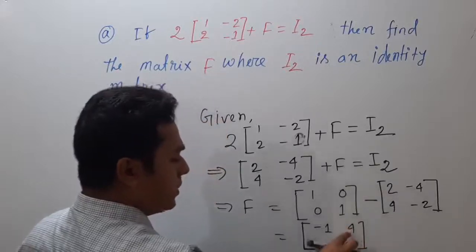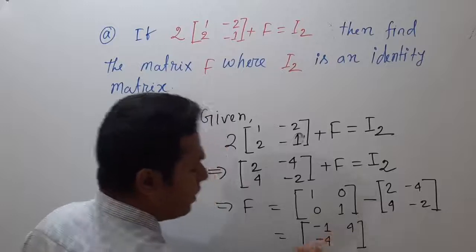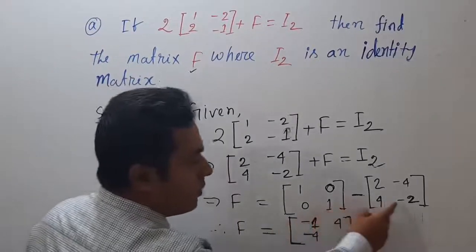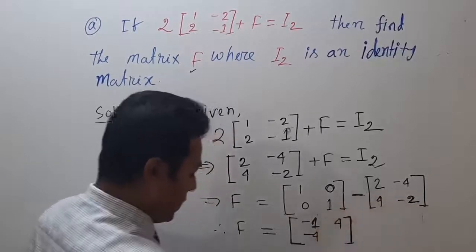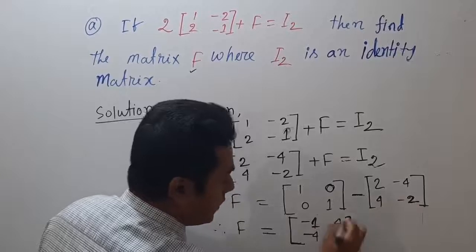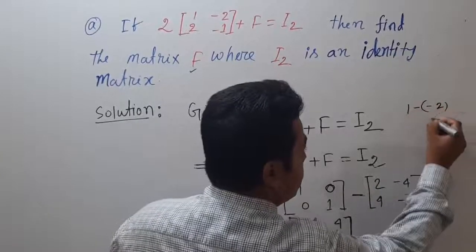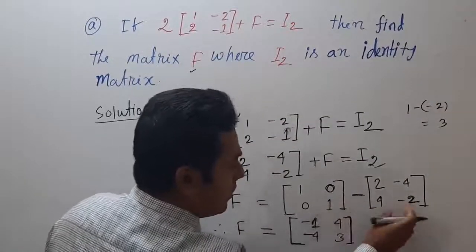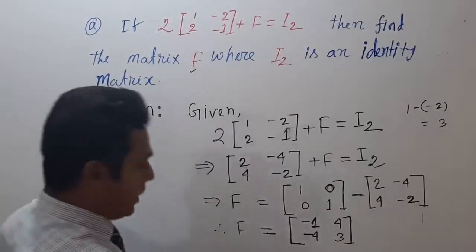So the answer is 4, and 0 minus 4 is equal to minus 4, and 1 minus of minus 2 will be 3. This is our answer of question A.